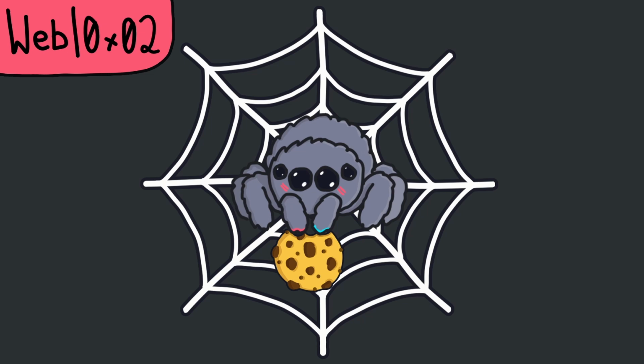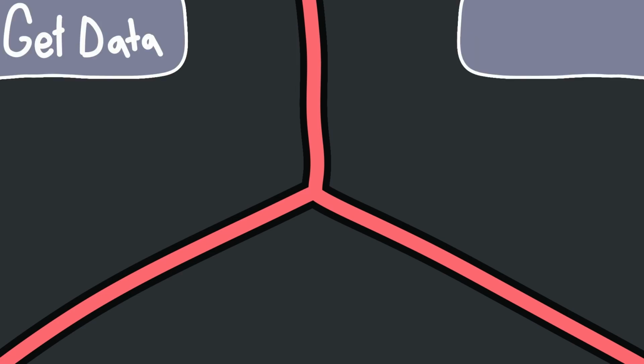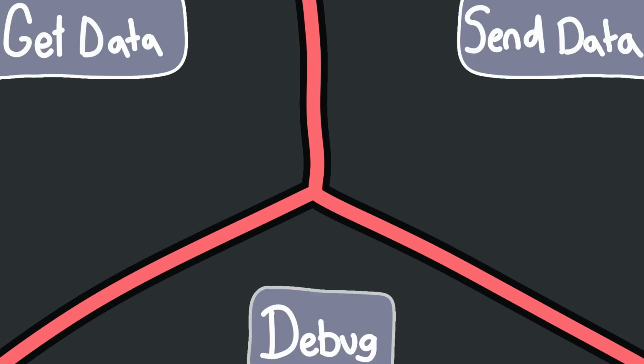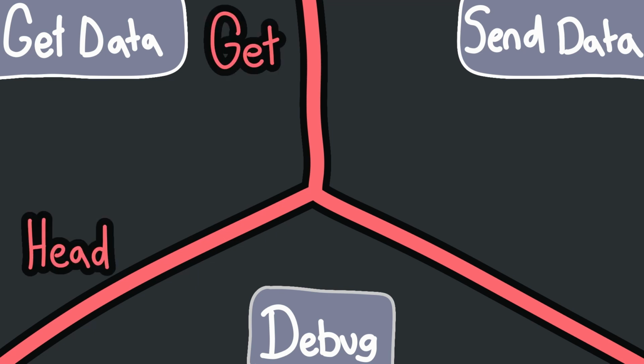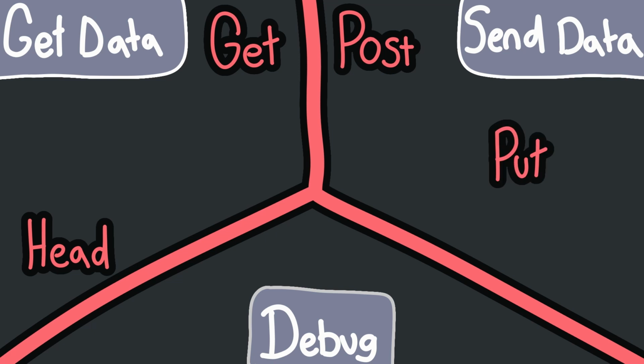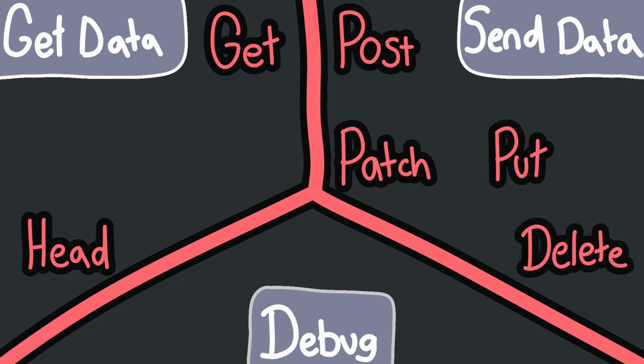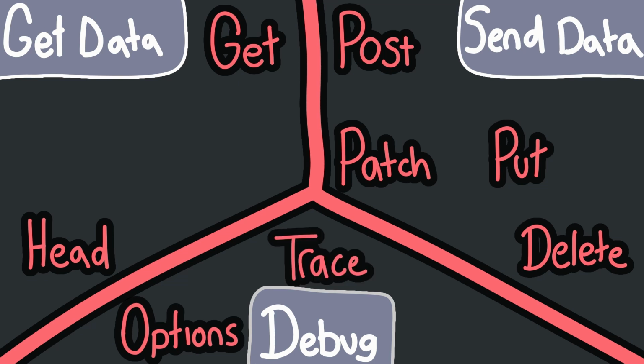In this episode I want to cover HTTP verbs, what they are and what each means in detail. Broadly speaking, there are three categories of verbs. There's the category of getting data, the category of sending data, and debug data. The get data category has the GET method and the HEAD method. In the send data category we have POST, PUT, PATCH, and DELETE. In the debug section we have OPTIONS, TRACE, and CONNECT, and we'll talk about those in a minute in more detail.